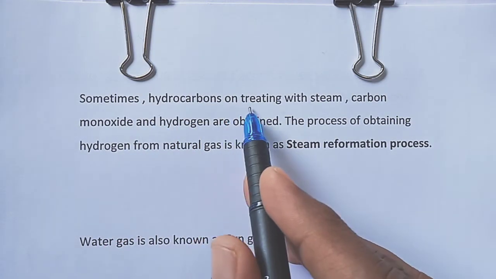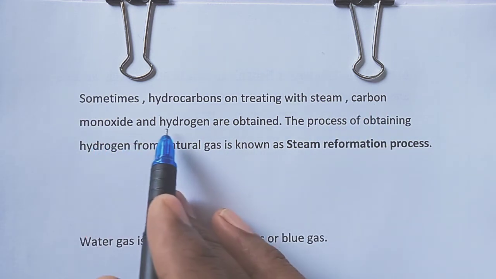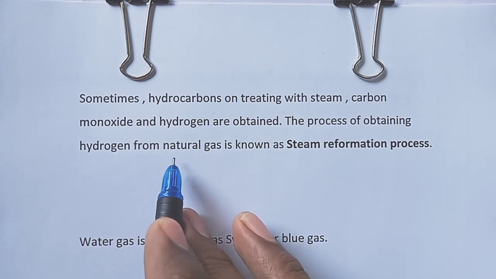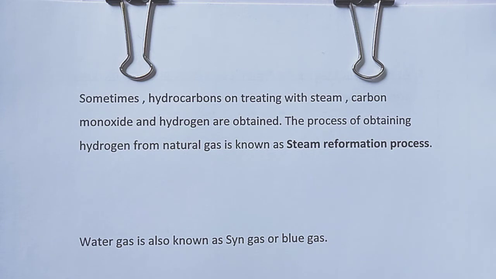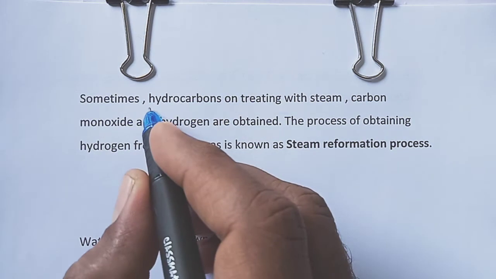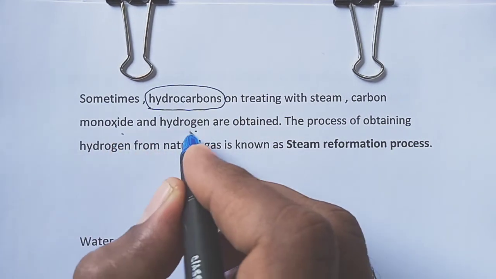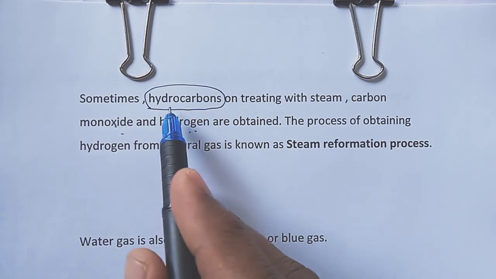Sometimes hydrocarbons on treating with steam also produce carbon monoxide and hydrogen gas. The process of obtaining hydrogen from natural gas is known as the steam reformation process. Here what we are learning is, even from hydrocarbons we can obtain carbon monoxide and hydrogen. In the previous reaction we got carbon monoxide and hydrogen from coal or coke, but this time we are going to take a hydrocarbon.